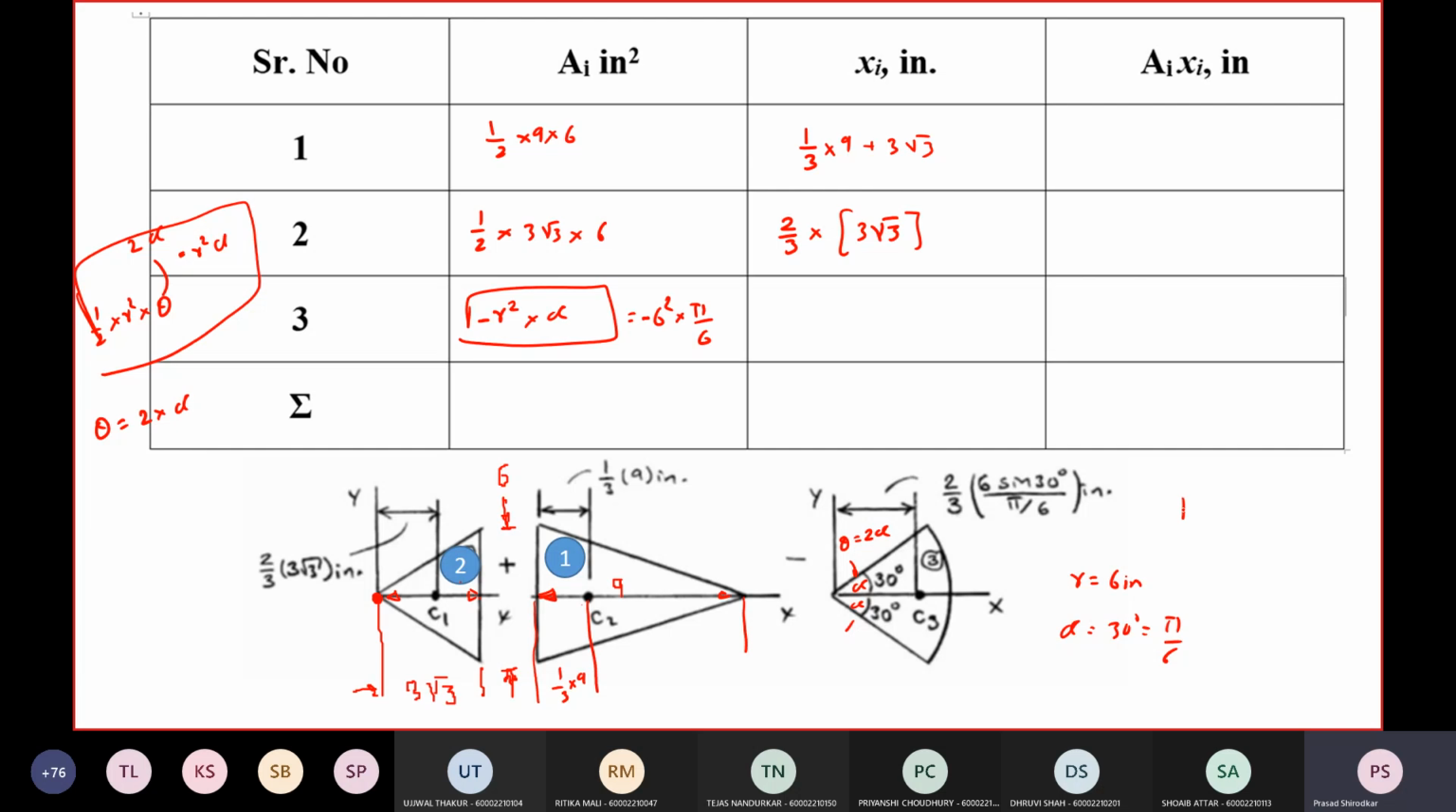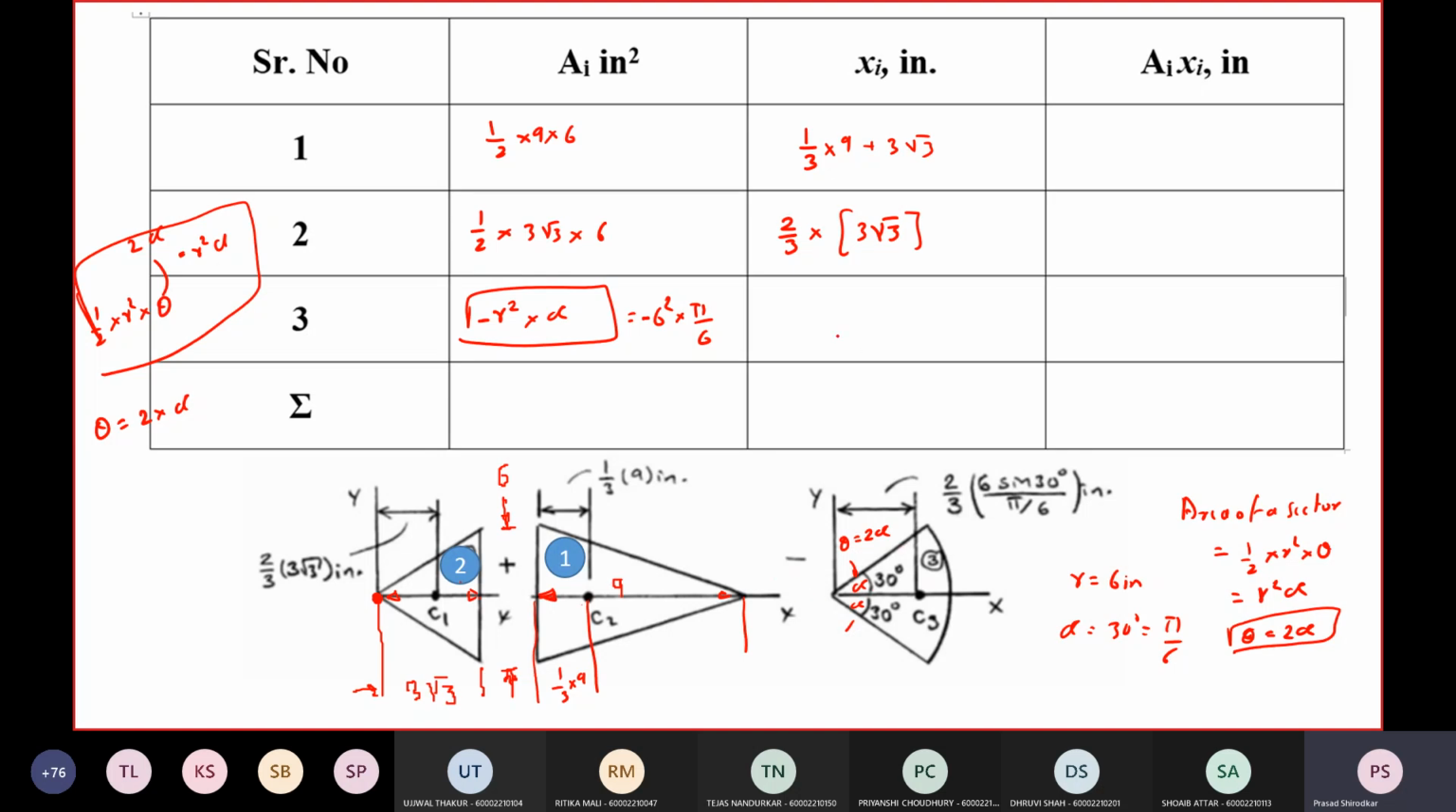So the area of a sector is half r square theta, or equal to r square alpha, where theta is the total angle and it is twice of alpha. So whichever is easier for you to remember, you can use that.